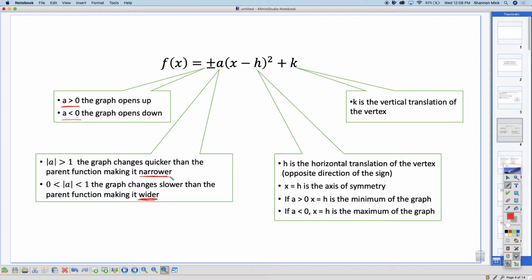And we will be making sketches. We won't be doing exact other than the vertex, maybe the y-intercept. There'll be some exact points, like an x-intercept, a y-intercept, a vertex. They won't just be random. So then H, remember what H changed? The horizontal. So H is the horizontal translation of the vertex, and it's always the opposite sign, isn't it?